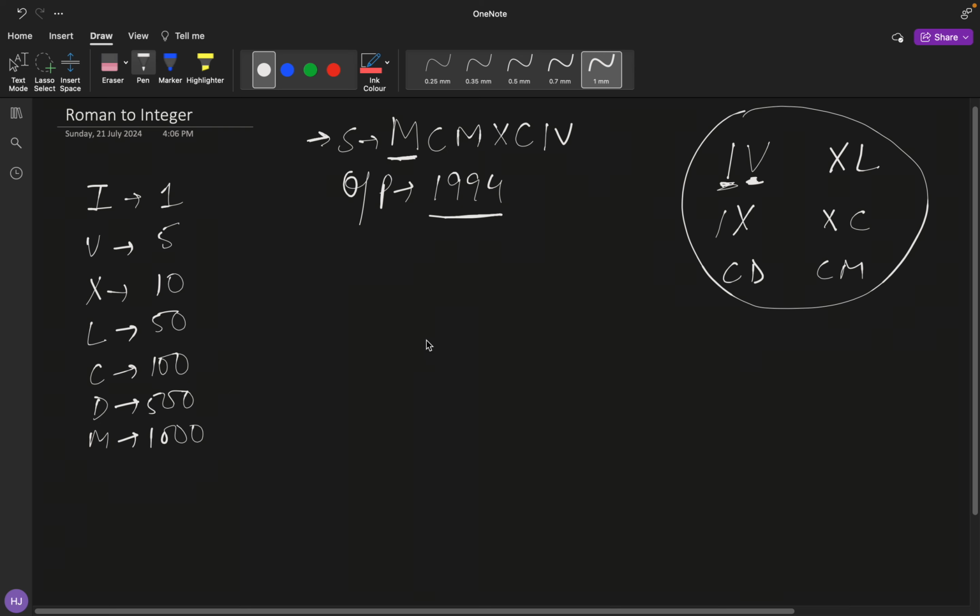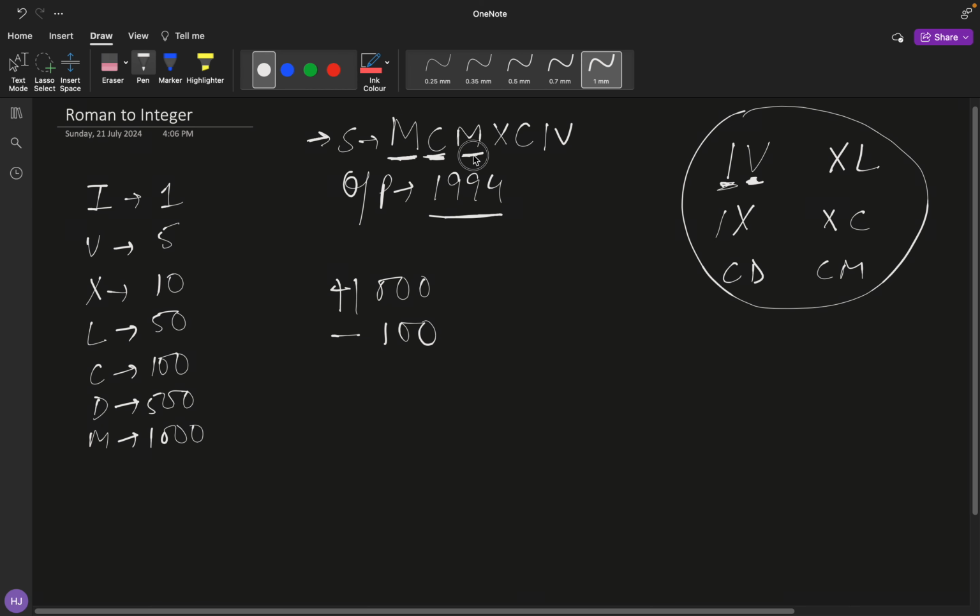So what is the value of M? We have 1000. Okay, fair enough. And is C greater than M? No. So I will add 1000 to my answer. Okay. So what is the next character that we have? It is C. So is C lesser than this M? Yes. So what is the decision for C? Either we should add or we should subtract. We should subtract the value of C from my answer.